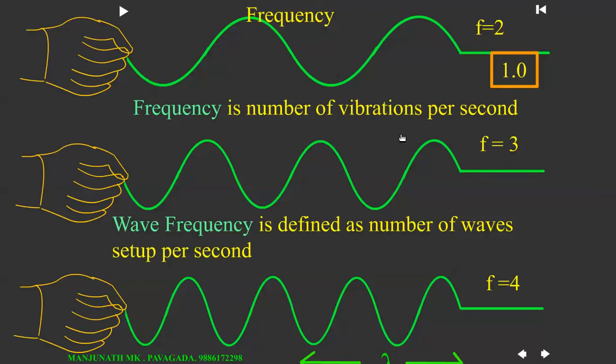On this wave, 3 waves are produced per second. This is the frequency of this wave. Therefore frequency is number of vibrations per second, which is equal to number of waves. Therefore wave frequency is defined as number of waves set up in the medium per second. Look, 4 waves are produced. Therefore its frequency is 4 Hz. Hertz is the SI unit of frequency.